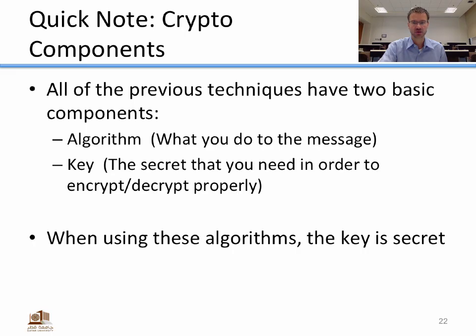So when using these algorithms, the key is a secret. Obviously, if an attacker, someone who was trying to read your message, knew the key, then they could read it without any trouble. But my algorithm isn't a secret. The way a substitution cipher works is not a secret, but the key I use to encrypt a message with it is my secret. So I just wanted to emphasize that point.